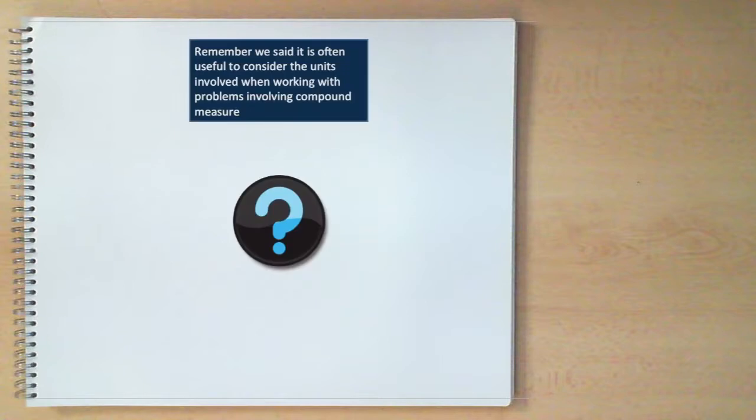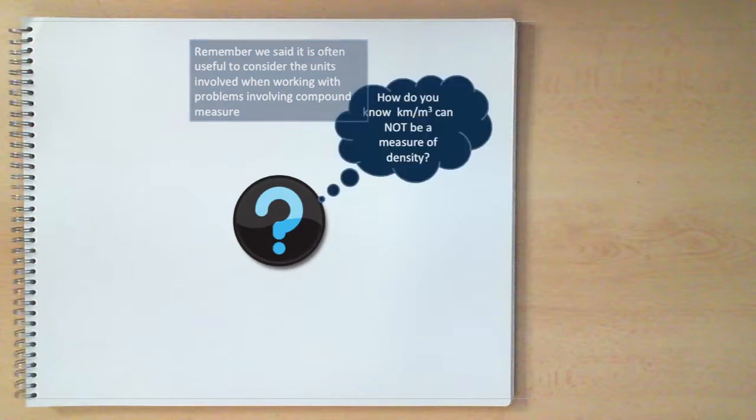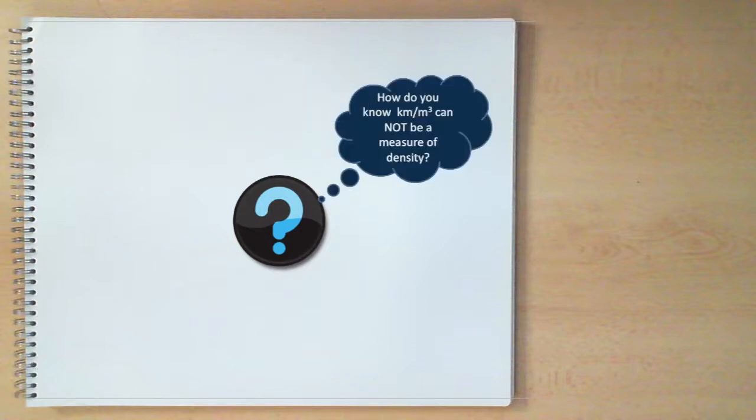We're going to look at density in a lot more detail here. Remember we said it's useful to consider the units involved when working with problems involving compound measure, and density is a particular example of that. So let's start with another question. How do you know that kilometers per meter cubed cannot be a measure of density?